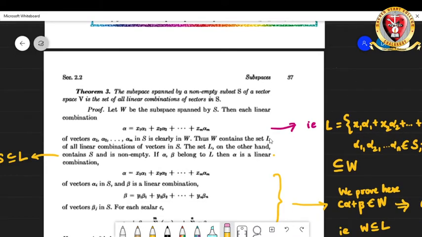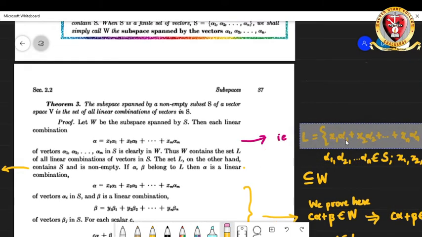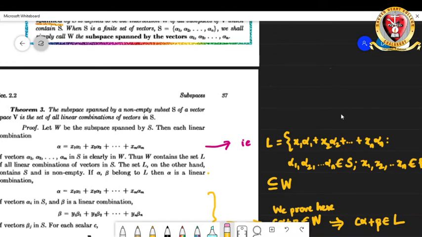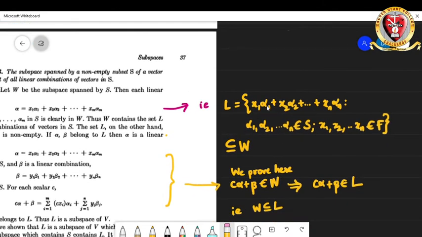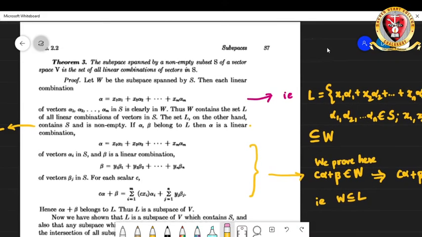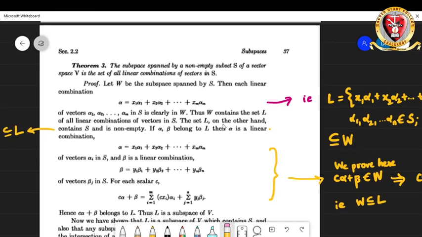Thus, W contains the set L of all linear combinations of the vectors in S. So what we just proved is that if L is the set of linear combinations of all vectors of S, then L will be inside W. Now, the set L on the other hand contains S. It's non-empty, right? Already we said S is non-empty.